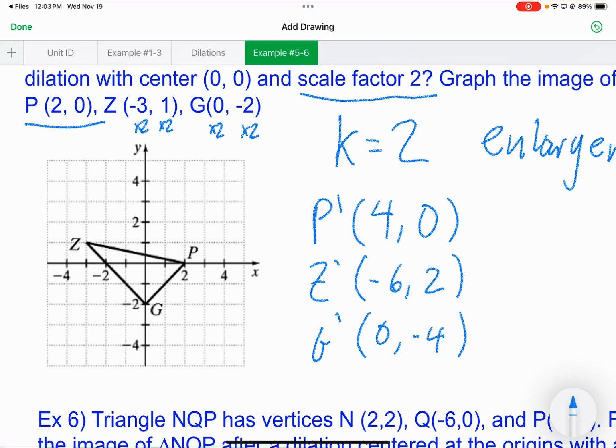Okay. All right. So now we're going to plot it. We said it's an enlargement. We would expect our black triangle to have the same shape, but a larger size. So 4, 0, P prime. Z prime is at -6, which is off the graph, 2. And then G prime is at 0, -4.